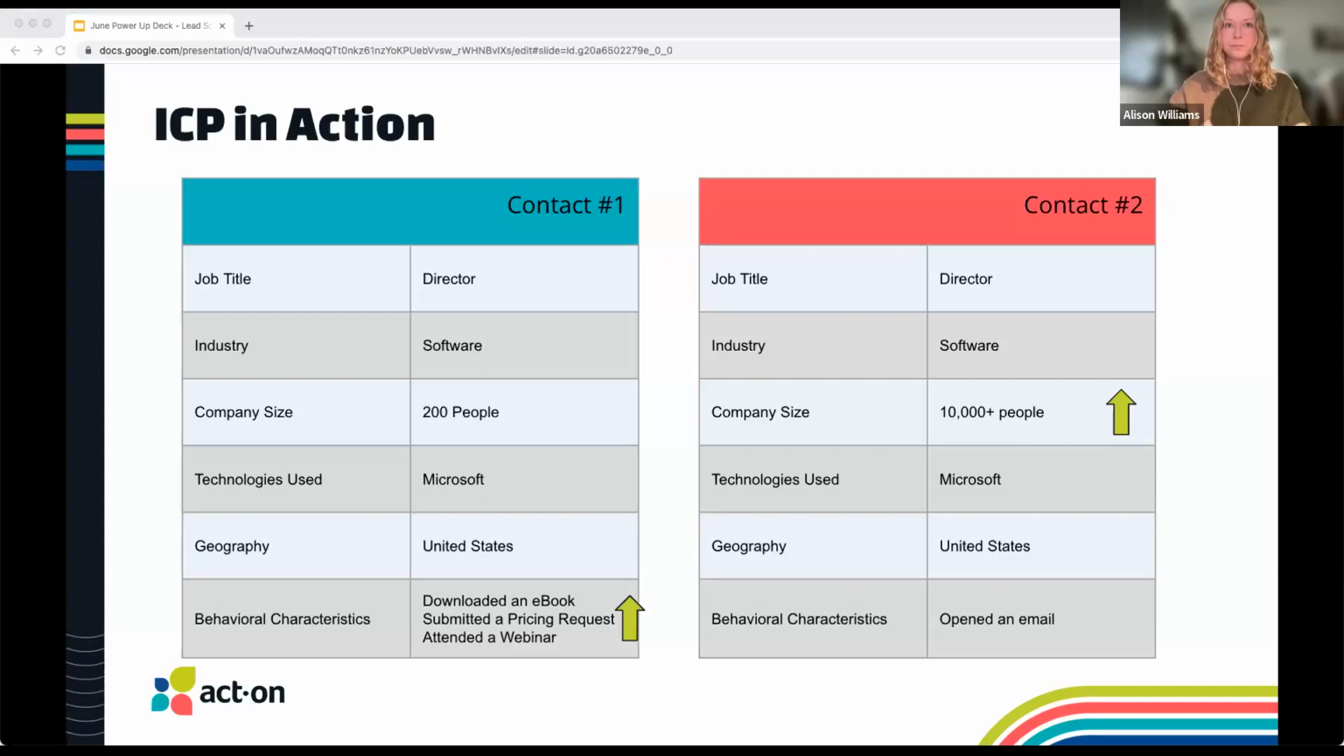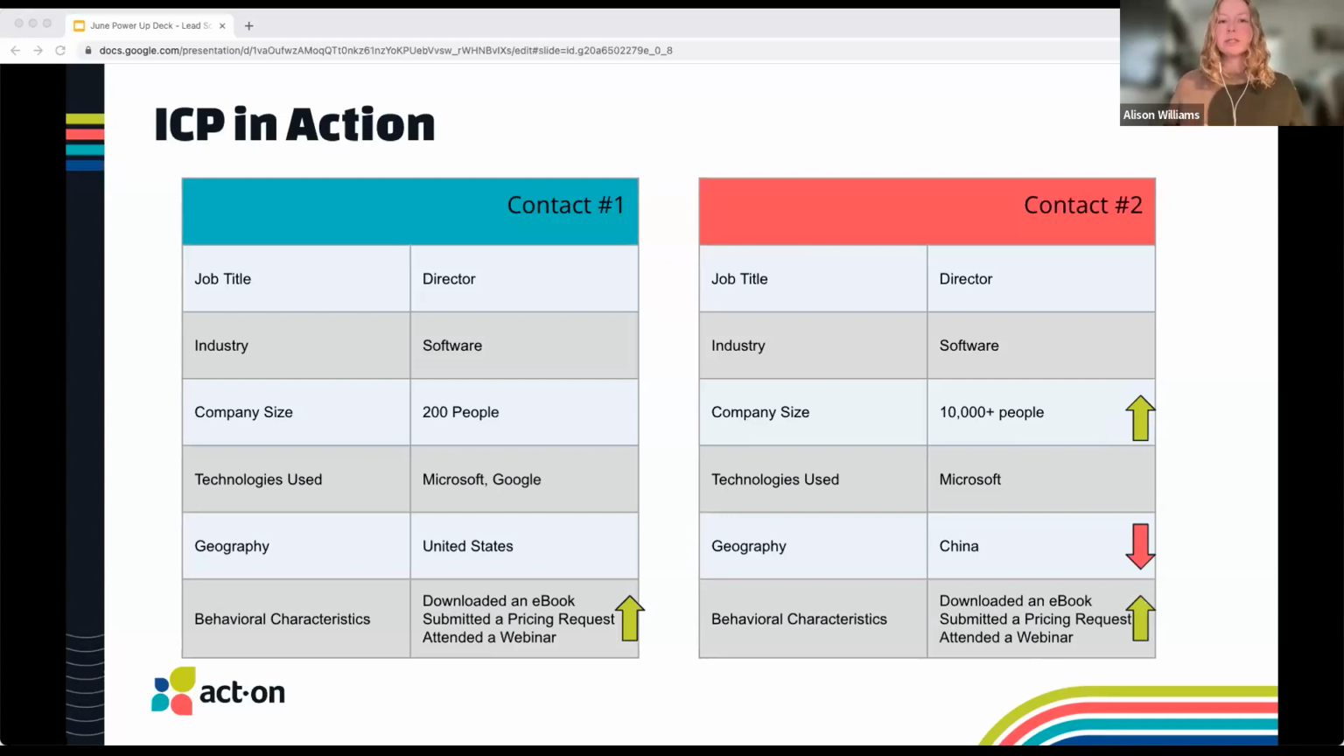But now we have another example. So contact number 1 is staying the same as on the previous slide, but here contact number 2 changes. Their level of engagement increases, so it's identical to contact number 1. But the key is that they are in China.